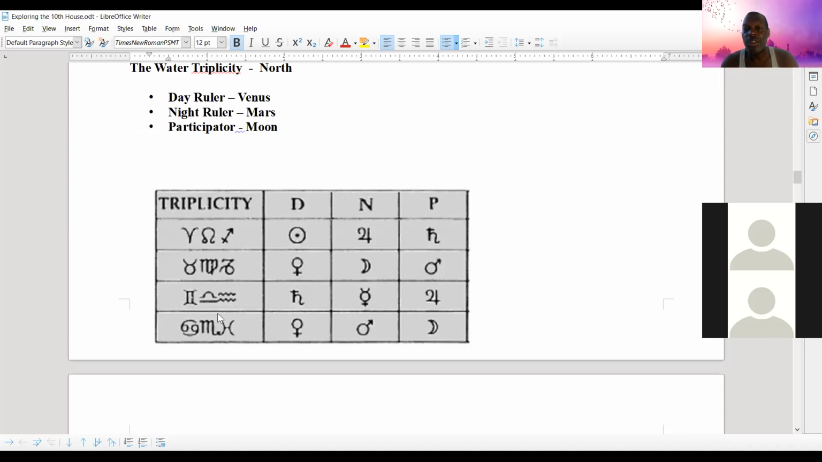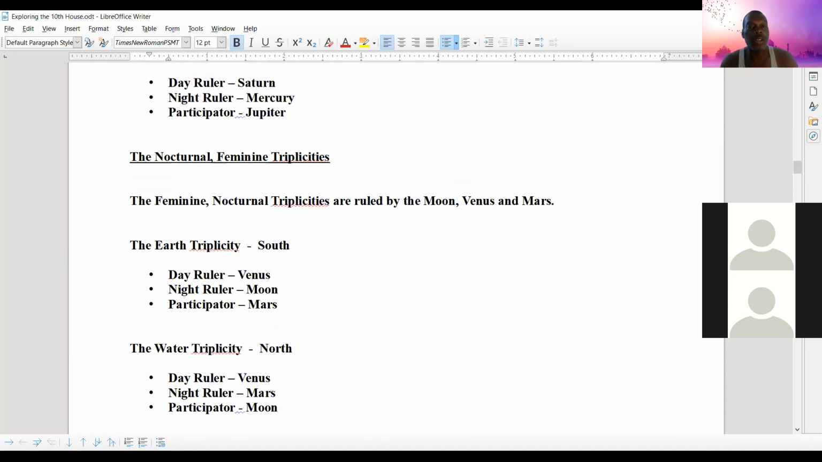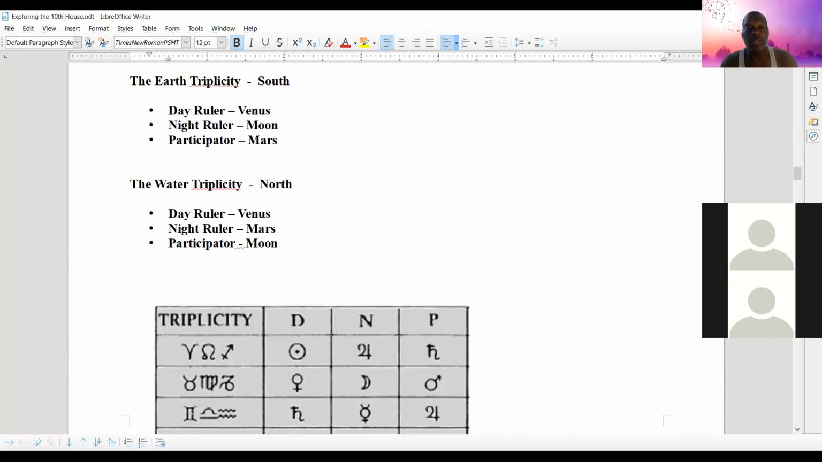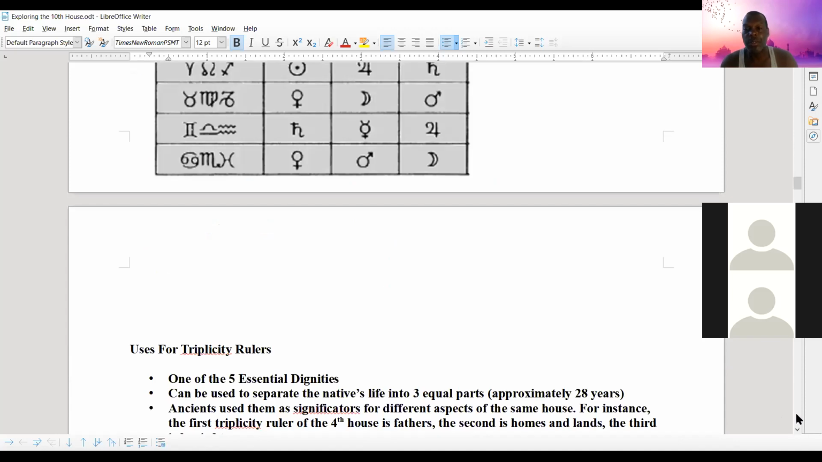If your chart is a nighttime chart, the order for all of your triplicity rulers is night, day, participator. If your chart is a daytime chart, a diurnal chart, your sequence is day, night, participator. If it's a nighttime chart, it's night, day, participator. So, any takers want to try putting in the 4th house? Now that hopefully you've got an idea of what I'm talking about, we can do that here. Or if you want, we can wait and do it a little later, but I don't care. We can do it here.